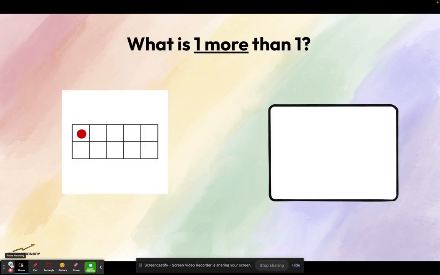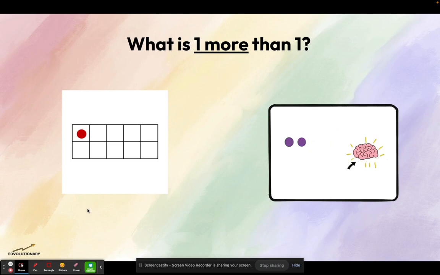So, the first one we start with is really basic because we want students to get the gist. So, we're going to ask, what is one more than one? And we'll click and we'll show one. And we'll say, one more means we're adding one to what we have. So, let's go ahead and do that. And you're prompting them to do this along with you on their whiteboards.